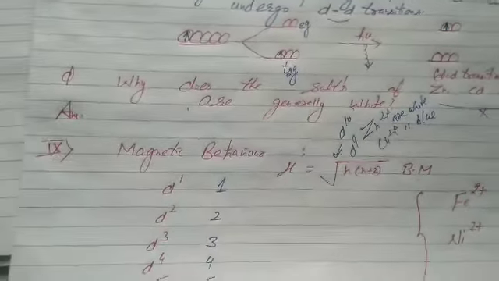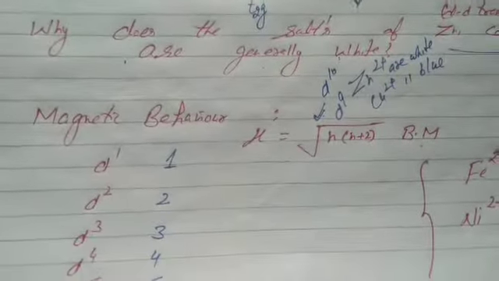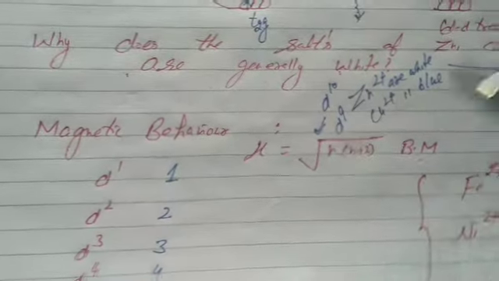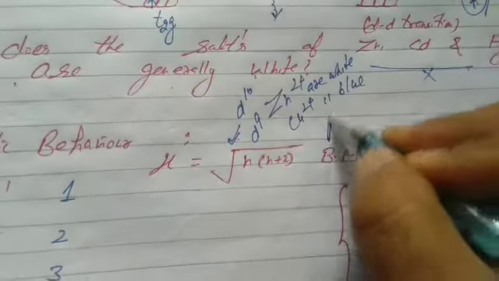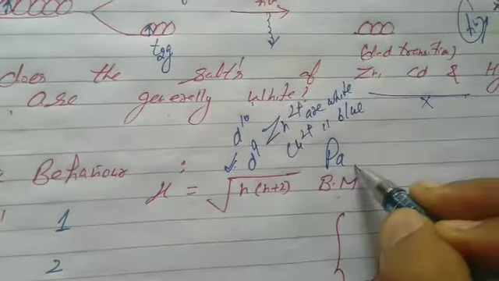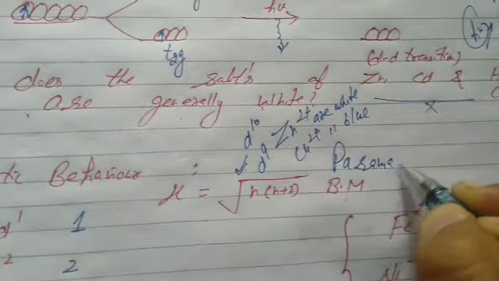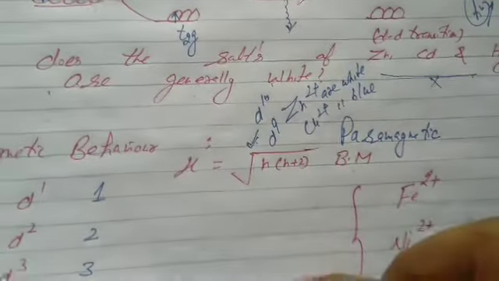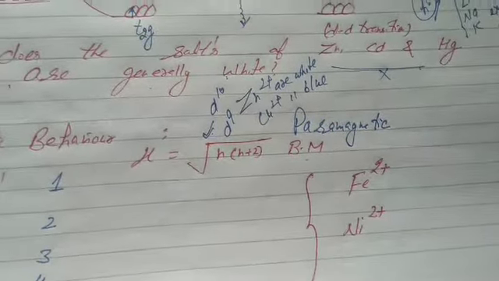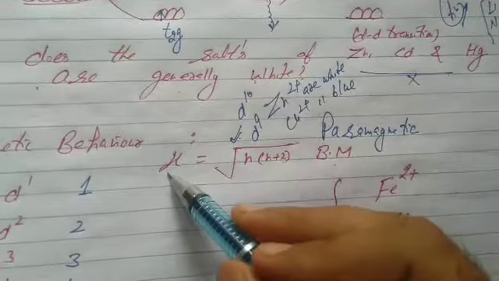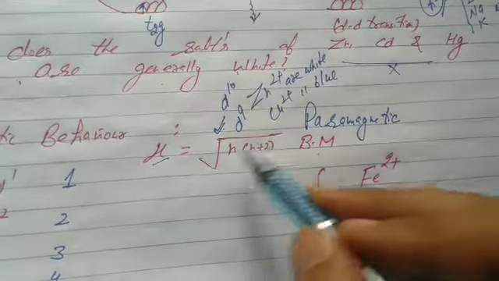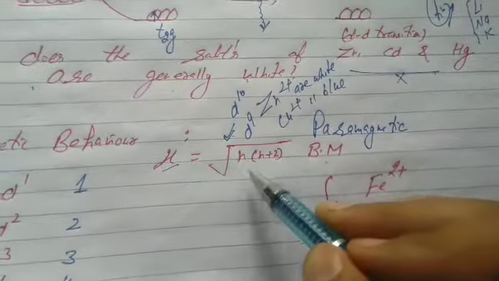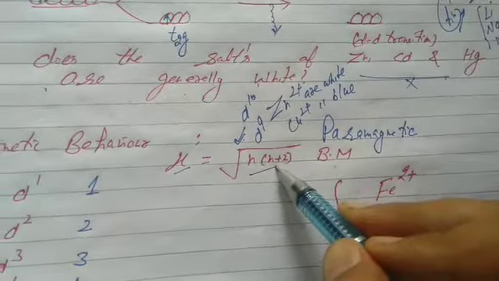After this, the last property is magnetic behavior. All of you know transition metals have a partially filled d subshell, so they are paramagnetic. What is the magnetic behavior? They are paramagnetic in nature because they have a partially filled d subshell, and the magnetic moment of a transition metal is calculated using the formula root n(n+2) BM, Bohr magneton, where n is the number of unpaired electrons.